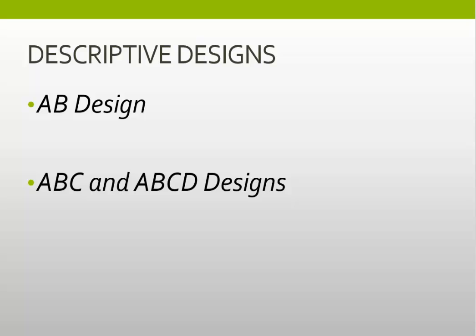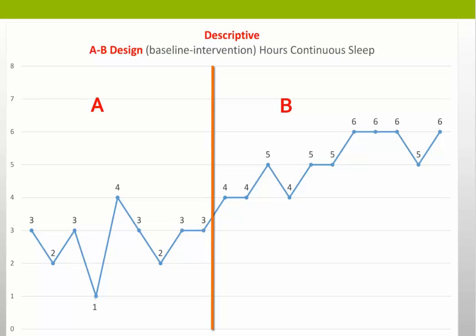And descriptive designs include AB, ABC, and ABCD. Remember that A stands for baseline and B, C, and D stand for different interventions. Here's an example of an AB design, and we see that we're now tracking or measuring both the baseline period, which would be the A period, and the intervention period, which would be B. And this helps us see the before and during periods of our work with the client.